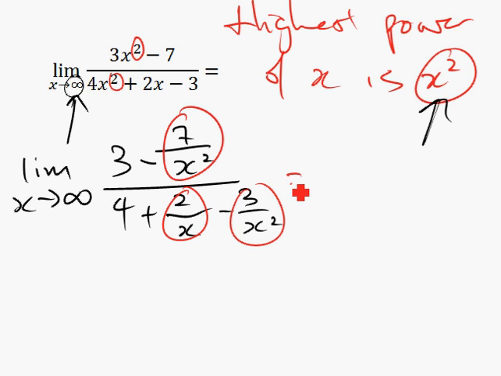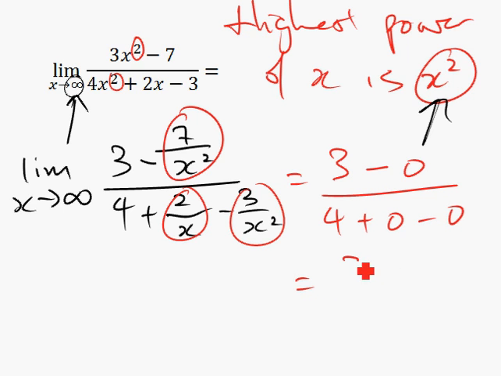So let's go ahead and do that. If I substitute in x equals infinity, nothing happens to 3, there is no x there. But 7 over x squared becomes 0. 4 stays the same. 2 over x now becomes 0. Minus 3 over x squared also becomes 0. So your final answer is just simply 3 over 4. That's your answer. Easy? So actually it's quite easy to do.